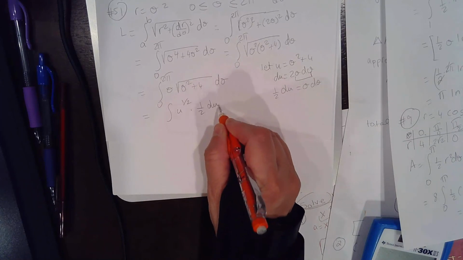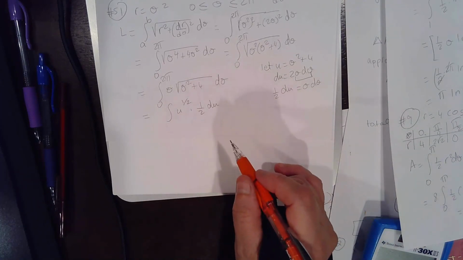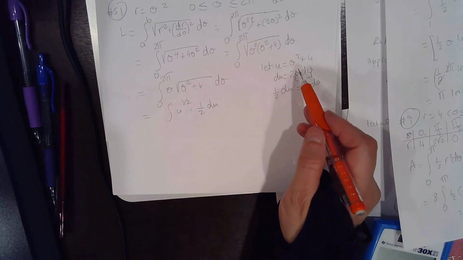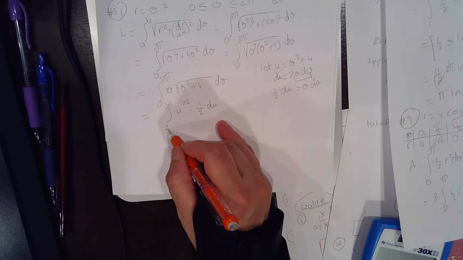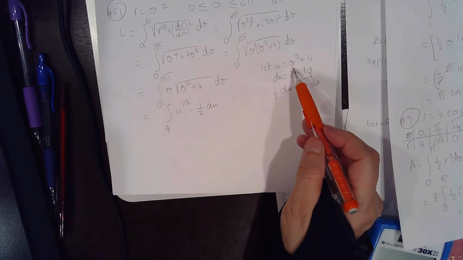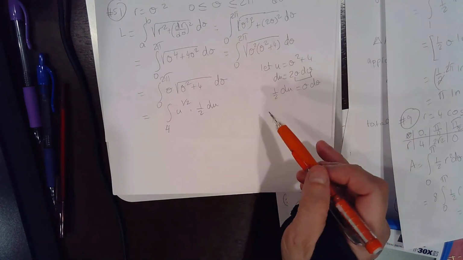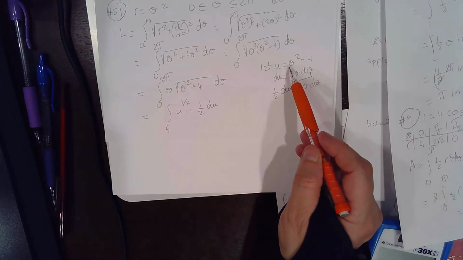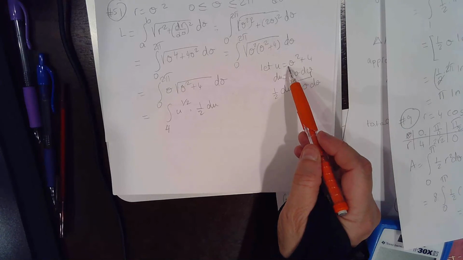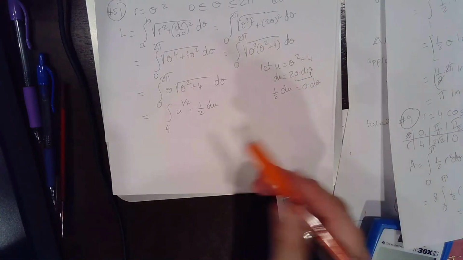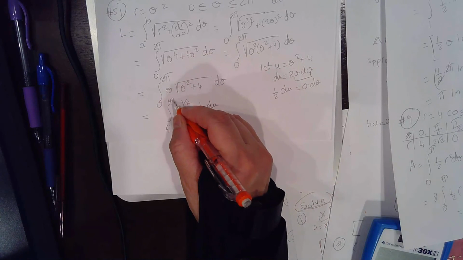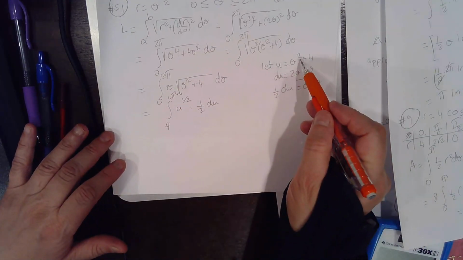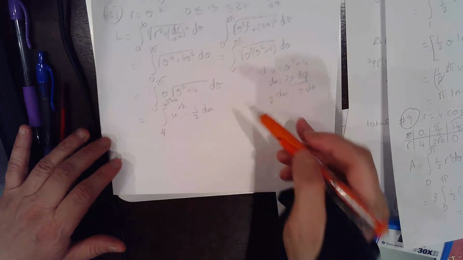We just need to change the limits of integration. So when theta is 0, u is 4. When theta is 2 pi, that's 2 pi squared, or 4 pi squared plus 4. You see that? So 2 pi squared is 4 pi squared, plus 4.